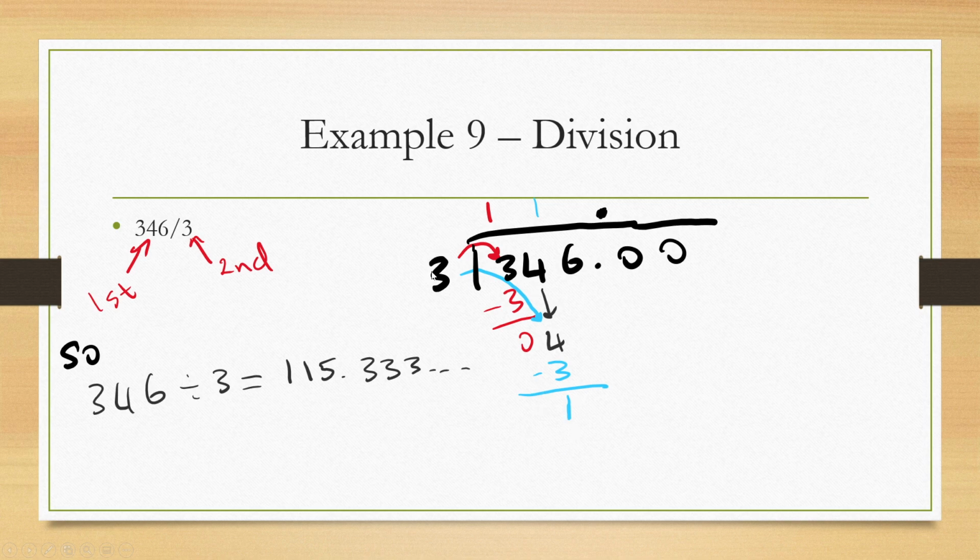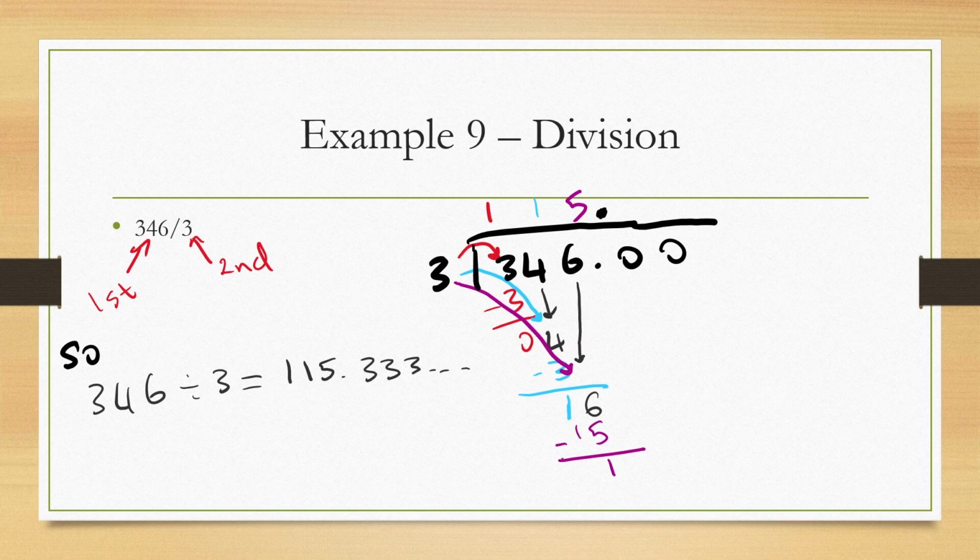Now you're going to do the same thing. You're going to bring the 6 down. So 6 comes down, so it becomes 16. You're going to see how many 3's fit into 16. Well, I know for a fact 3 times 5 is 15. So you're going to put the 5 up there, and then minus 15 down at the bottom, and then it's just going to be remainder 1.